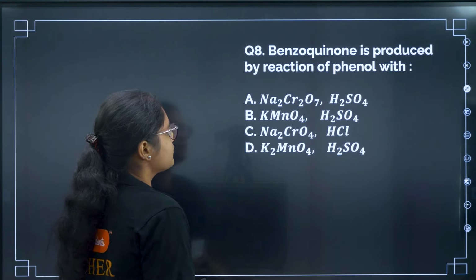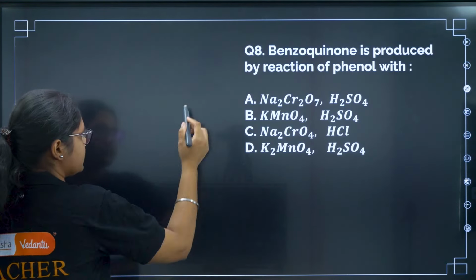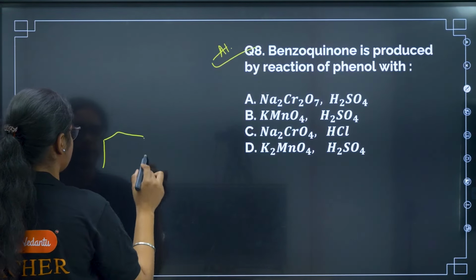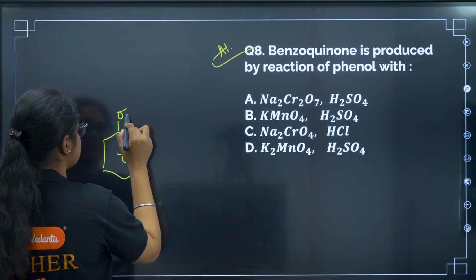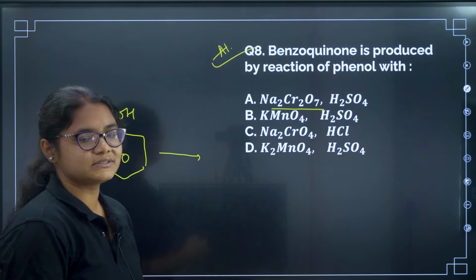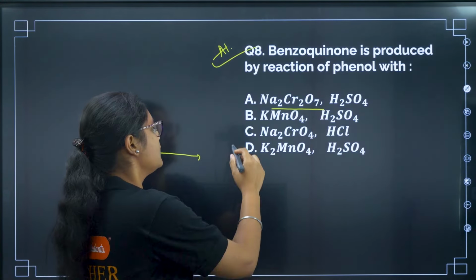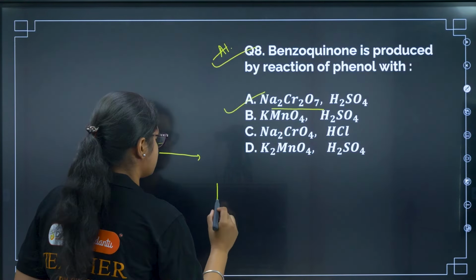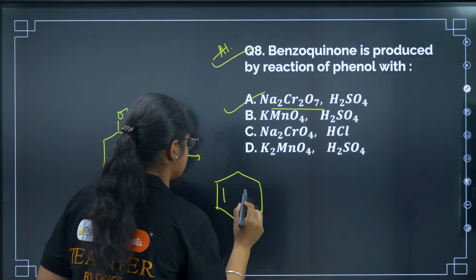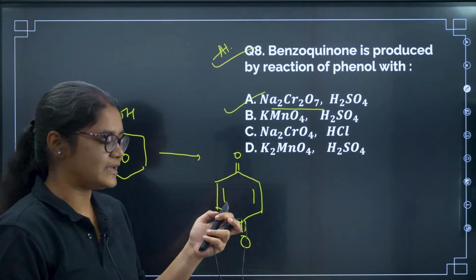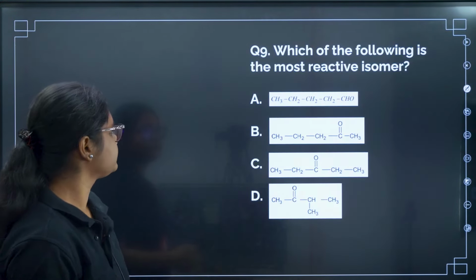Okay, next. Benzoquinone is produced by reaction of phenol with? A direct reaction based question, again from the alcohols and phenols chapter. You have to just oxidize it in presence of Na2Cr2O7 and sulfuric acid. The product will be benzoquinone. If you remember the structure of benzoquinone, this is the structure. Reaction based direct question, an easy one.